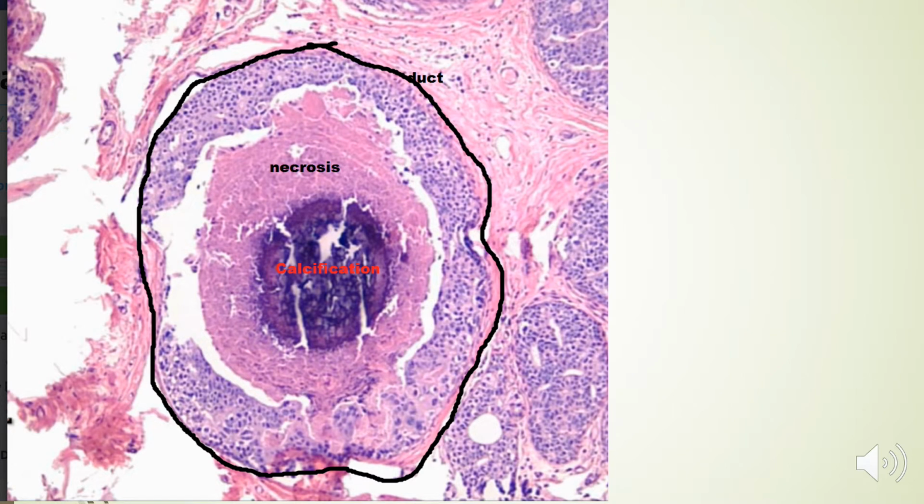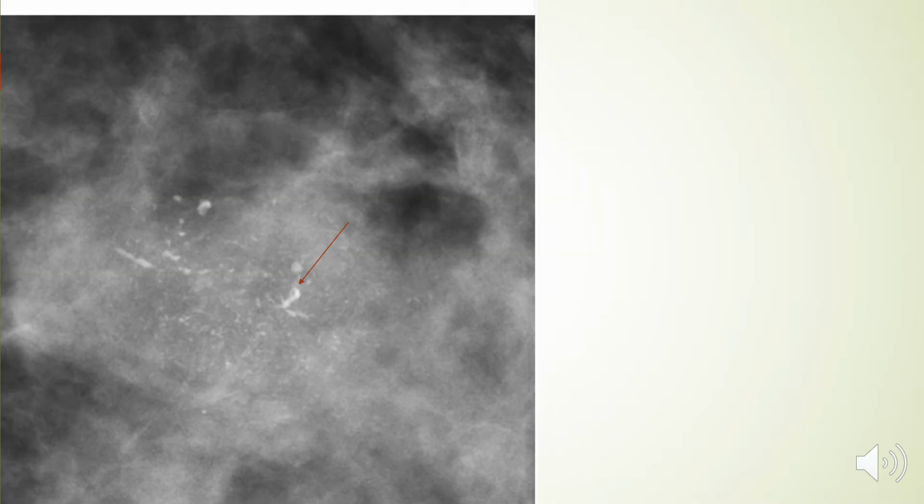This is another image of a high-grade ductal carcinoma in situ. Notice just beneath the black line we have the neoplastic cells. Immediately interior to that is the necrotic debris and then the calcification. These chunky purple material, these are the calcifications. This is a mammogram of a patient with DCIS. The red arrow points at calcifications. This is how they appear in mammography, which is basically an X-ray for the breast.